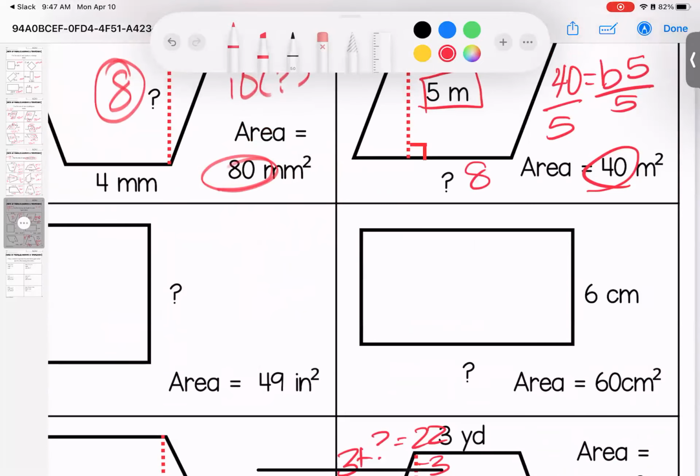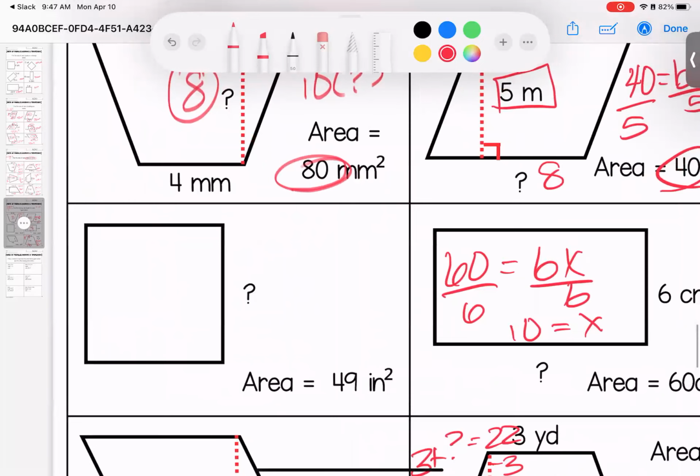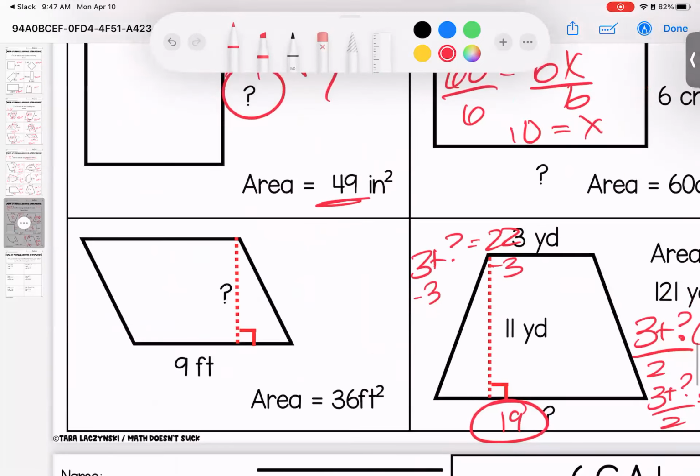Over here, we need to do length times width. So I know that 60 equals 6 times x. Divide both sides by 6. 10 is equal to x, or the missing side. I know that a number times itself has to give me 49. I can use what I know about squares. It's going to be 7 because 7 times 7 is 49.